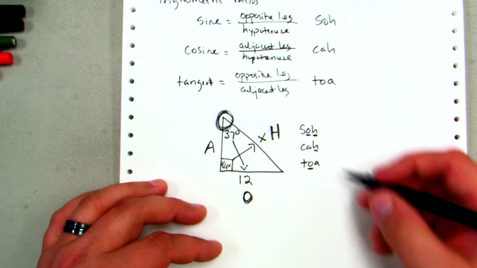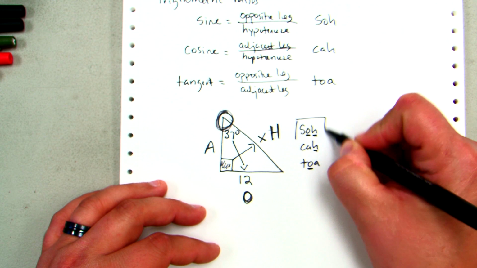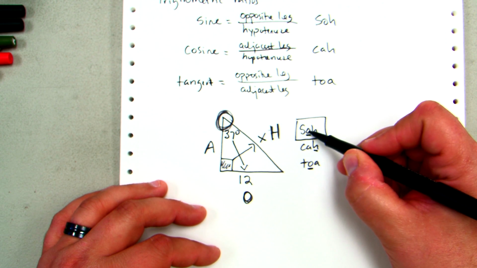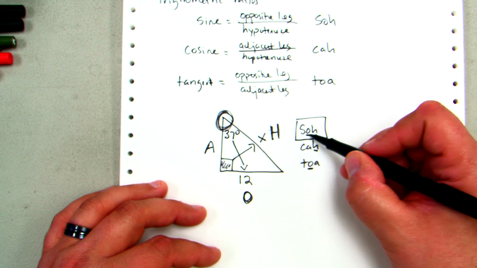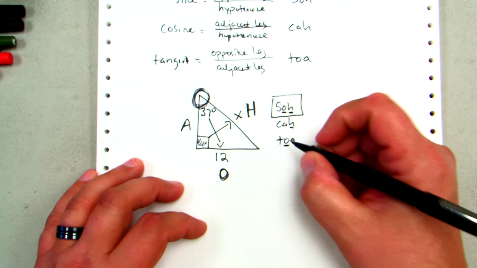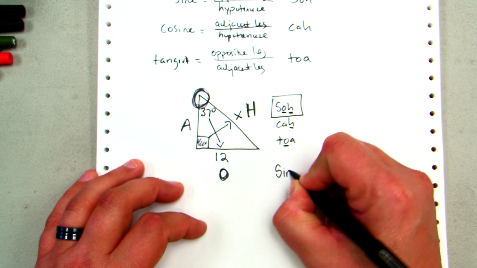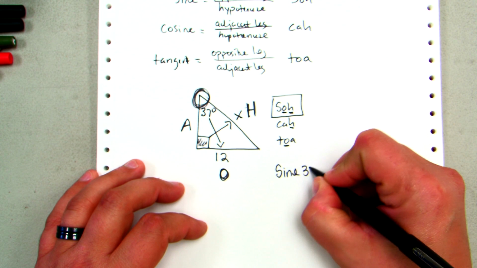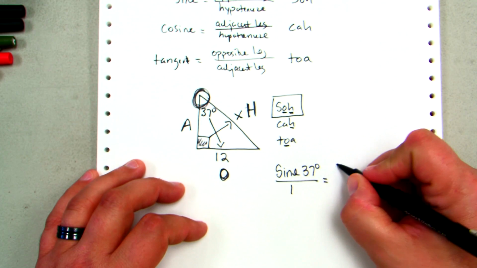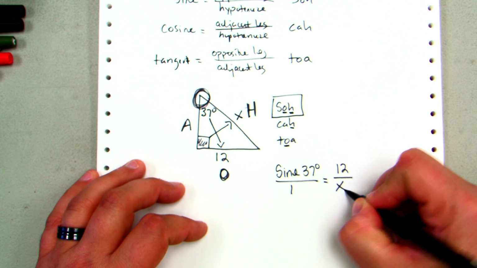Well, looking at this, the one that I'm going to use is sine. Sine is opposite over hypotenuse. And I am given the opposite, and I'm looking for the h. So it's the one that I've underlined two of my letters with. Then I simply set it up, and I go sine of a 37-degree angle, always put it over 1, is equal to opposite, which is 12, over x.